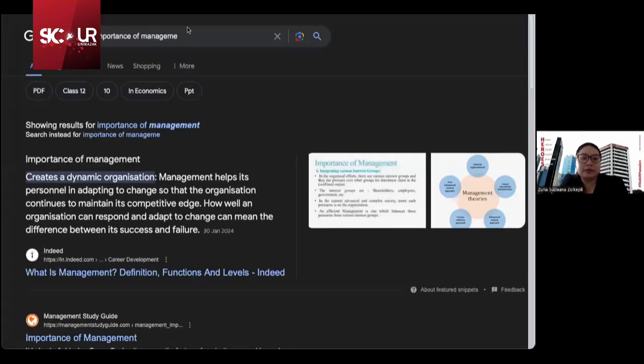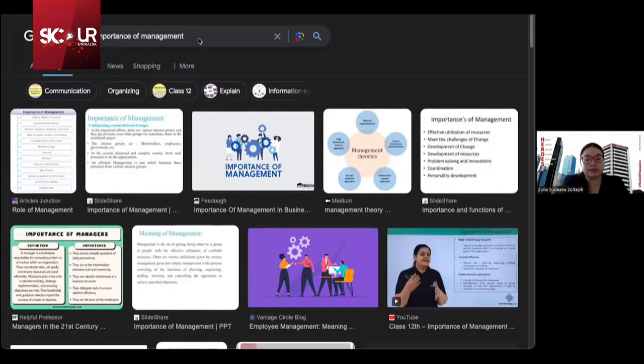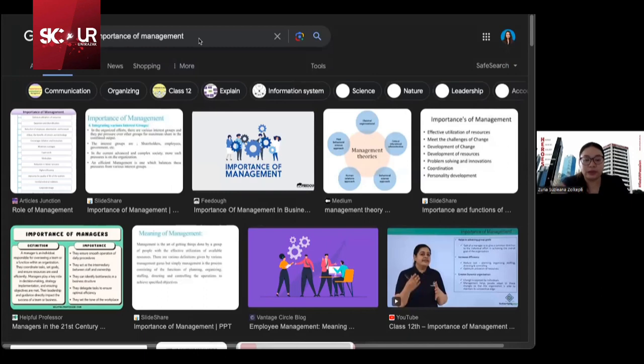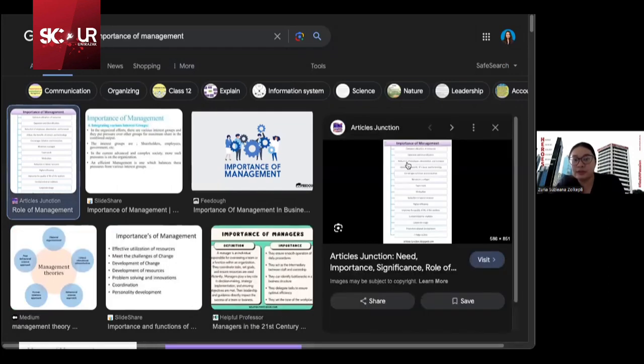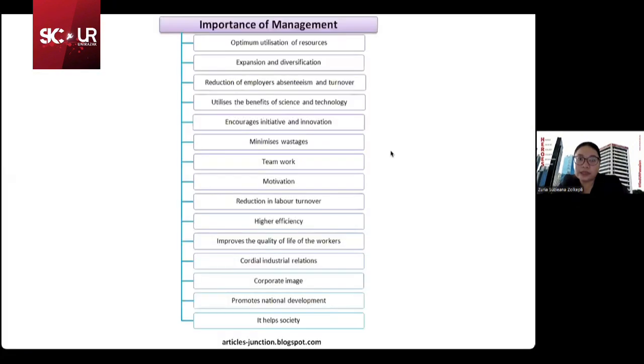Another thing is that management is important for resource allocation, right? Because when we are working in an organization, we have a lot of resources. Human capital is a resource, finance, time, technology, and then we also have machinery. It's an asset or resources as well. Your employees as well, their knowledge, and so on. So the importance of management here is optimum utilization of resources, very important.